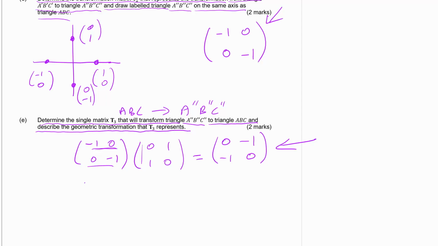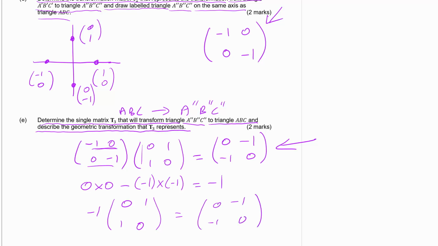So the determinant there is 0 times 0, take away -1 times -1. And so that is -1. So the matrix we want is -1 times, swap the leading diagonal, take negatives of the other diagonal, and that gives me [0, -1; -1, 0]. So this one here is what's known as a self-inverse.